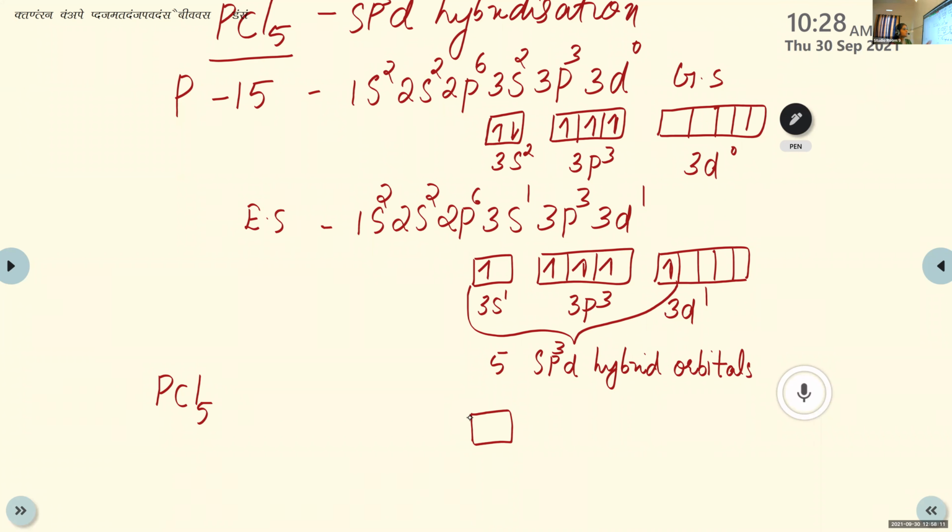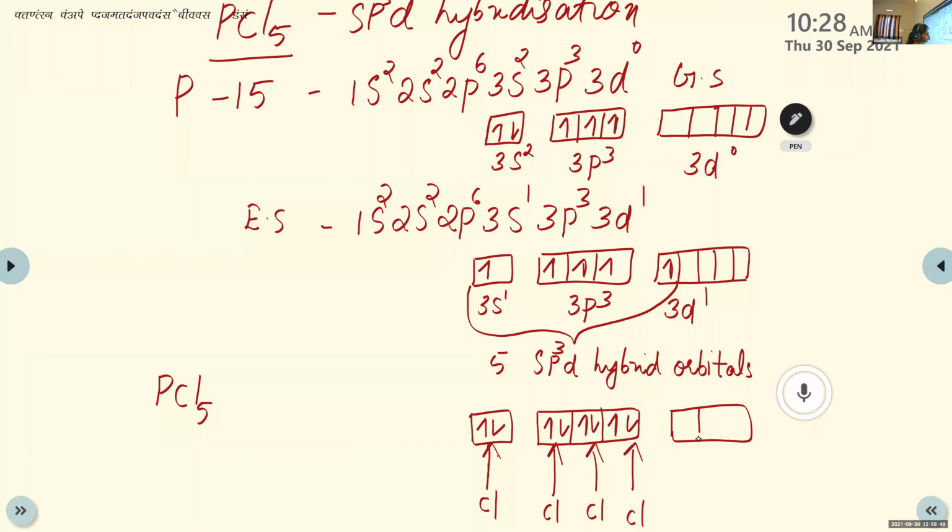Here only 1 electron is present in 3s1, right? But in the formation of this PCl5, it will become 2 electrons. One is from chlorine. Clear, children? Chlorine will overlap with this orbital and there will be 2 electrons after the formation of this PCl5. There are 5 chlorine atoms. Each chlorine atom will attach to each sp3d hybrid orbital for the formation of the PCl5 molecule.